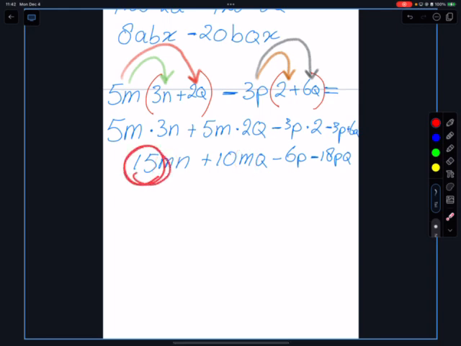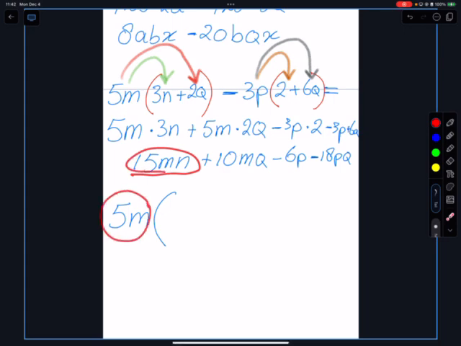So the number that I can divide by 15 and 10: the highest common factor of 15 and 10 is 5. Which letter or variable is present in these two? It's the M. So you divide by M. What happens if you divide 15MN by 5M?